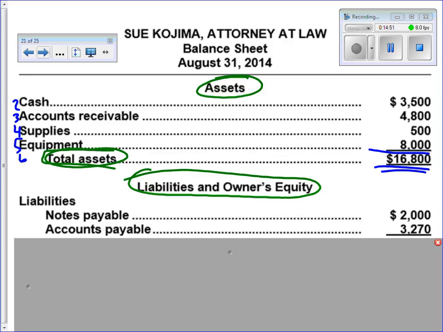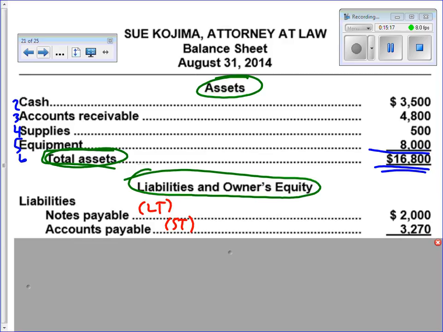Accounts is more like, I'm not going to pay my advertising bill to the newspaper until next month. Versus if I go get a $2,000, $3,000, $4,000, $5,000 note from a bank, that's going to take me maybe a year or two to pay off. Notes payable is long-term, accounts payable is more of a short-term loan. Now we have more than one, don't we?